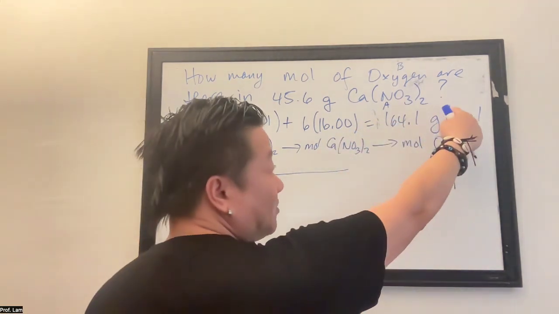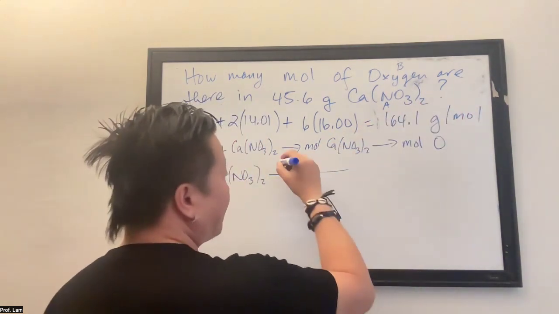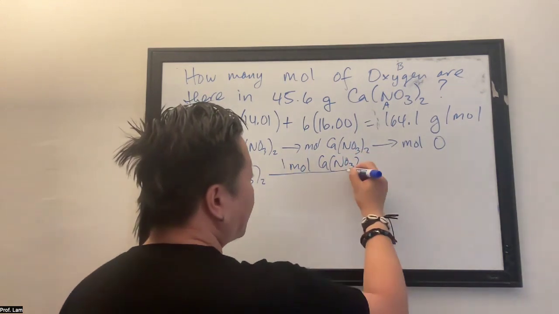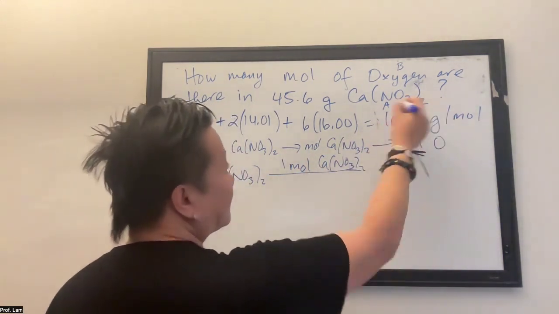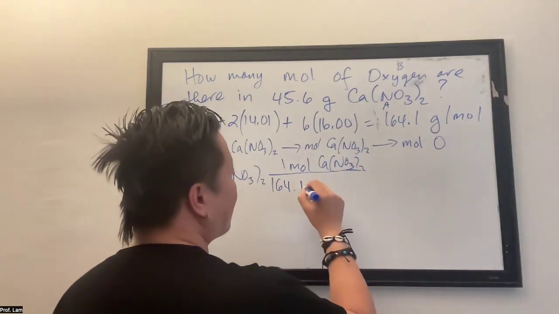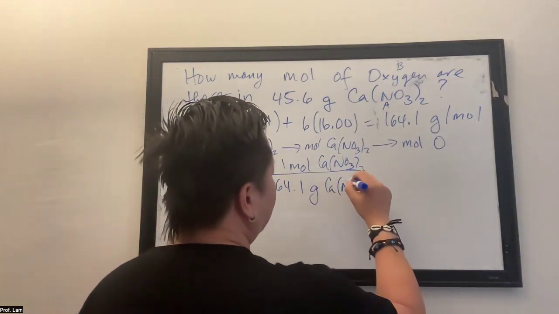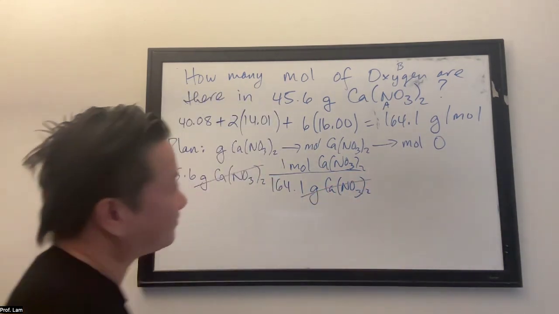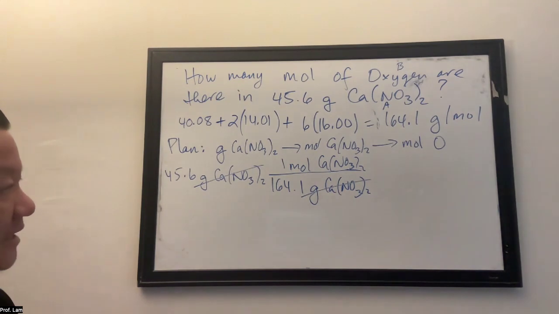What's the number tied to mole? Just a 1 in front, right? An implied 1. So you go 1 mole of Ca(NO3)2 on top. And on the bottom, on the other side of this divide sign, is 164.1 grams of calcium nitrate. So notice that cancels.